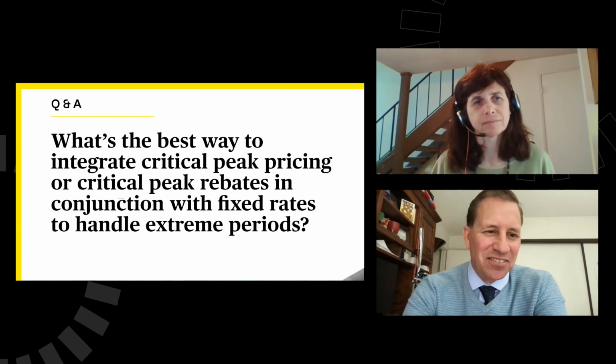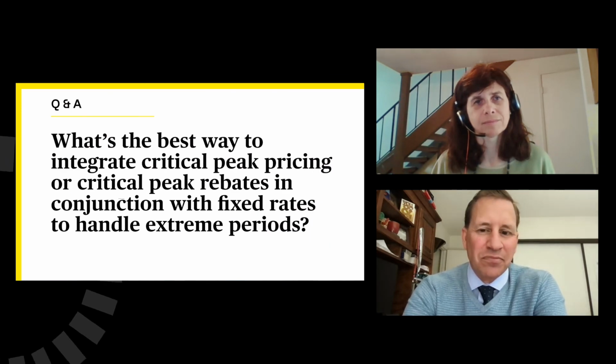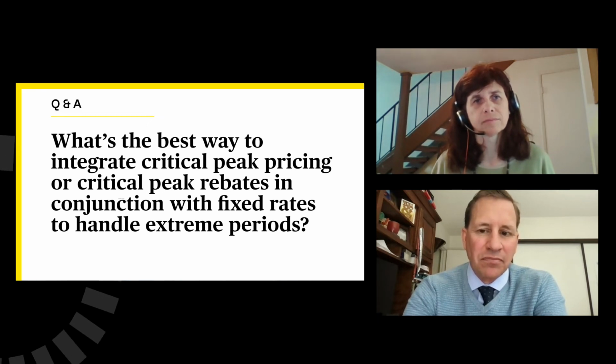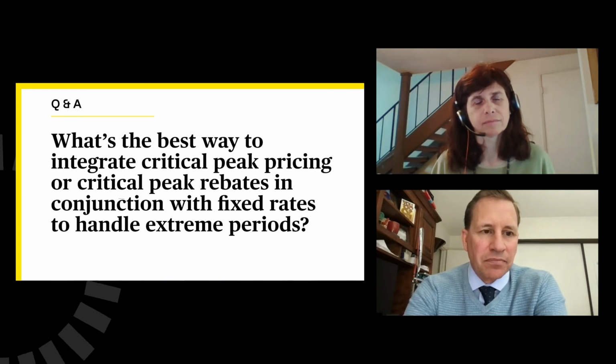And I just quickly responded and said they're modern relative to the really antiquated status quo fixed volumetric rates. But obviously there are other more dynamic pricing forms like critical peak pricing and critical peak rebates. So what's the best way to integrate these into something like a default, let's say, TOU rollout? I'm wondering what Jim means by integrate in this case.